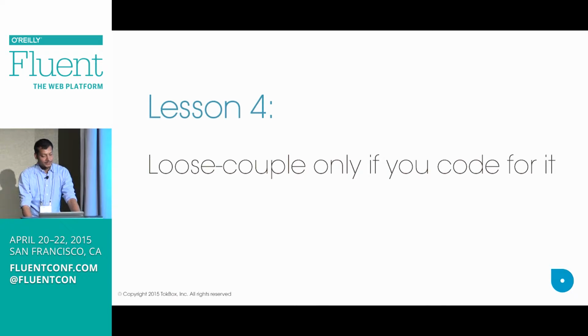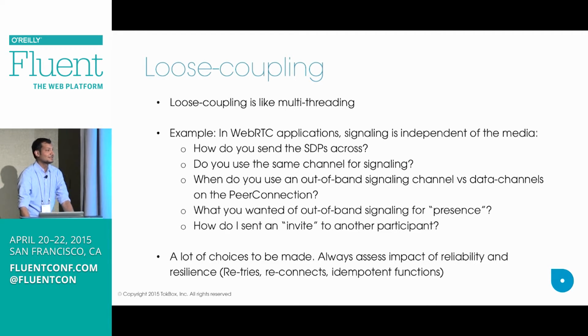Lesson number 4 is loose coupling, right? You're loosely coupled only if you code for it. This is very related to the earlier point: loose coupling is, again, one of the core concepts in distributed systems, right? You want to loosely couple so that you can achieve a certain degree of asynchronous communication. You can do retries. They are more reliable. They're more fault tolerant.